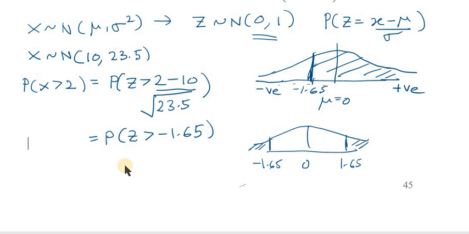So this area means the probability of Z less than negative 1.65. And on the right hand side, this should be Z greater than 1.65. So this is symmetric. Less than negative 1.65 has the same probability as greater than positive 1.65. So you have to be very careful on this part.